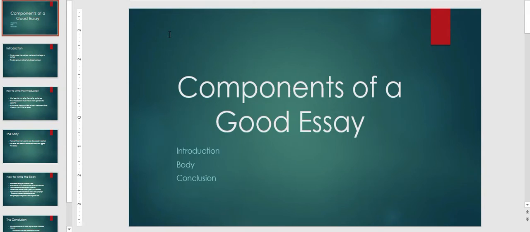We are looking at components of a good essay. What makes up a good essay? How is a good essay structured? Now, if that's what you've been looking for, relax because you've got all you wanted. A good essay must have three parts. Number one, introduction, body, and conclusion.